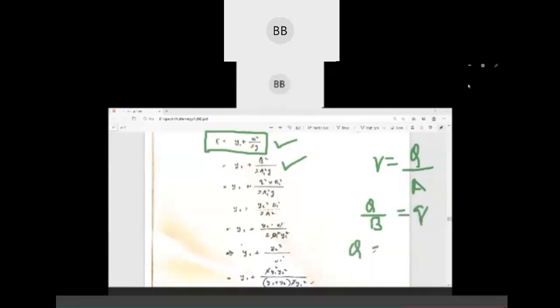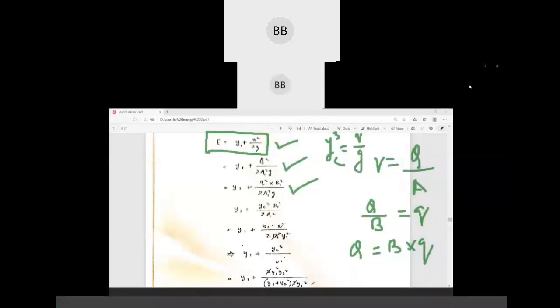So discharge is equal to B into q or q into B, same thing. So then we are going to replace the discharge by q into B, as in the previous case, how we replaced the discharge. Then again we bring that yc value, that yc cube for a rectangular channel is nothing but q square divided by g. So that q square divided by g, we bring yc cube, b1 square will be there, divided by twice a1 square. Other terms will remain the same.